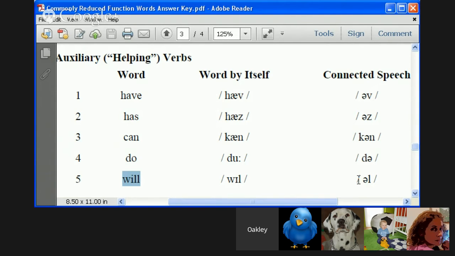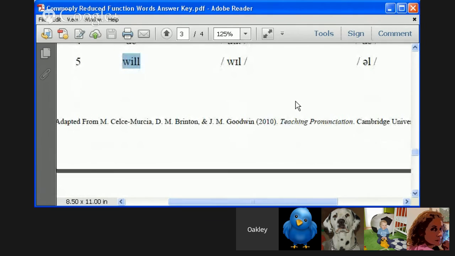The cat will do something. The cat'll do it. Great. You add an O. Oakley'll give a lecture tomorrow. Oakley'll give a lecture. Oakley'll. That's it. Very good. Oakley'll give a lecture tomorrow. Terrific. Sounds great. All right, here we go.